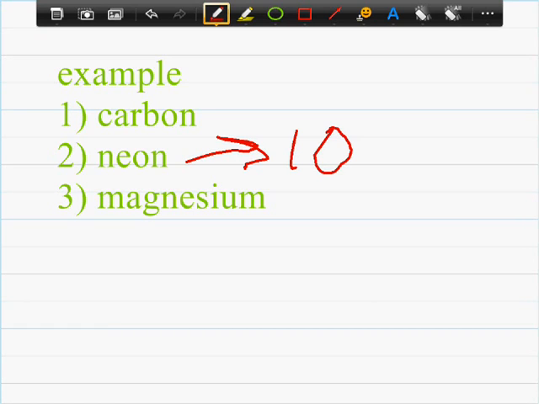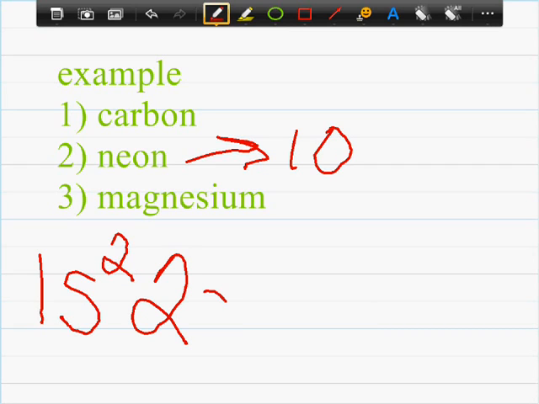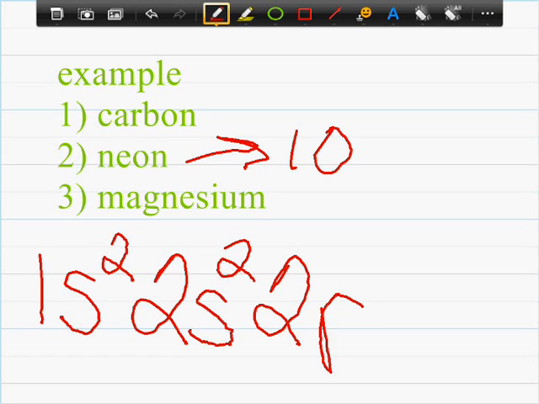So as with every other electron configuration, we start out with our 1s orbital and we fill it up. And s can hold up to 2 electrons. We then move on to the next one, which is 2s. And s can again hold 2 electrons. Then we move on to the next orbital, which is our 2p. And p can hold up to 6 electrons.